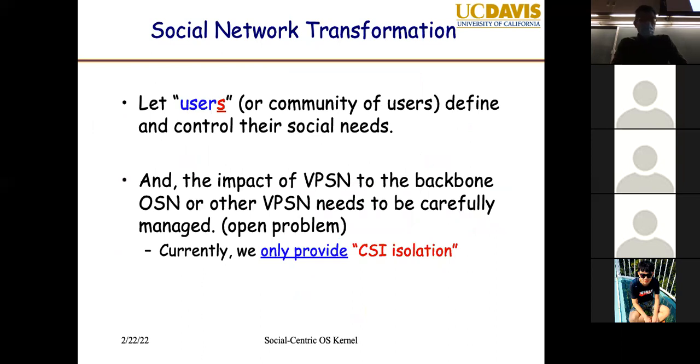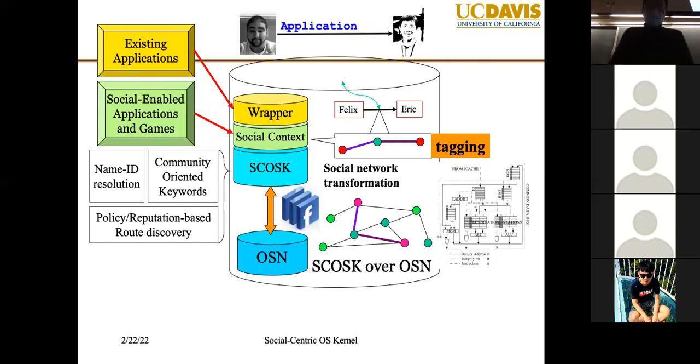This part is just the detail about what we implemented for the virtual private social network. The idea is that we want to let the user define and control their social needs and social resources. We use the concept of a virtual private social network so you can handle that for both email and applications.